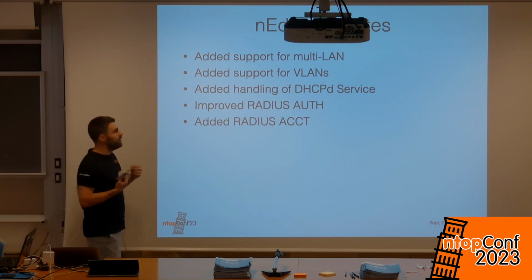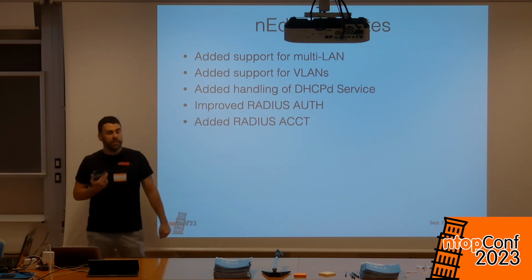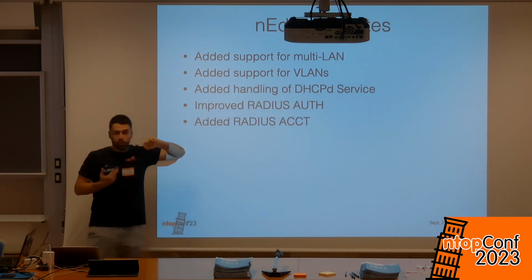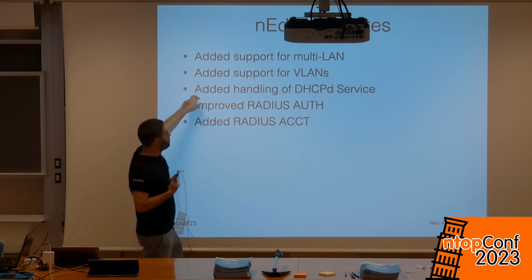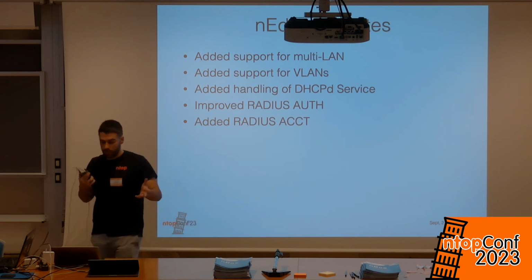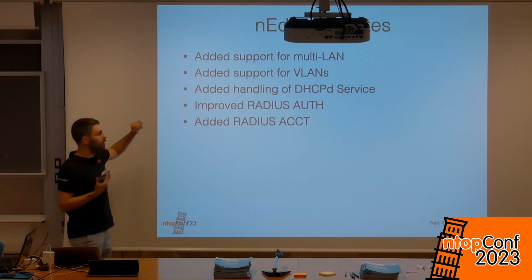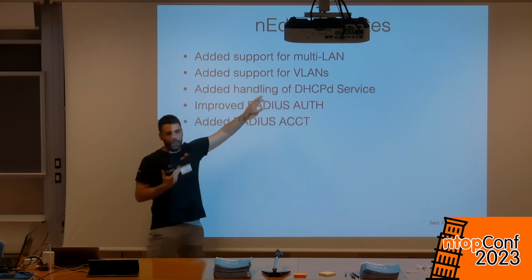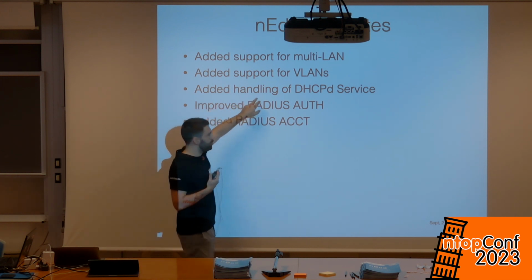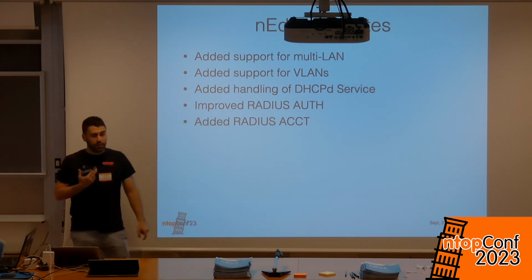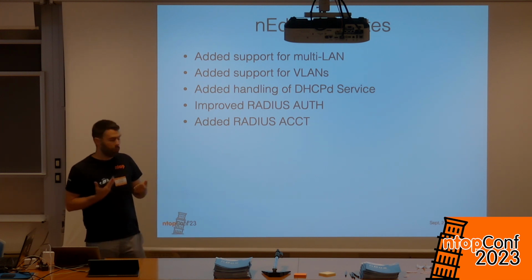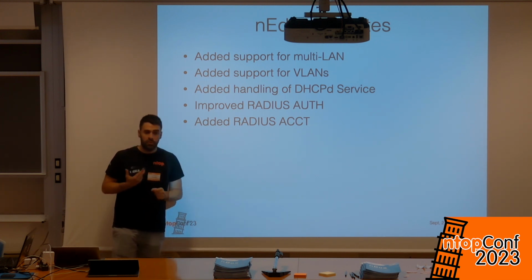Regarding the Edge updates, we have some new updates. First of all, we added support for multi-LAN. We already had multi-WAN, but we added multi-LAN support as well. And we added management and support for VLANs. Previously, there was no support for VLANs. Now we added full VLAN support, with the ability to add, change and manage all the VLANs from Edge. Other than that, we added support for the DHCP service, and we improved the RADIUS authentication protocol, and we added the RADIUS accounting protocol.